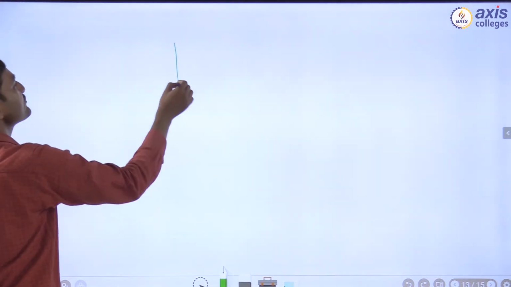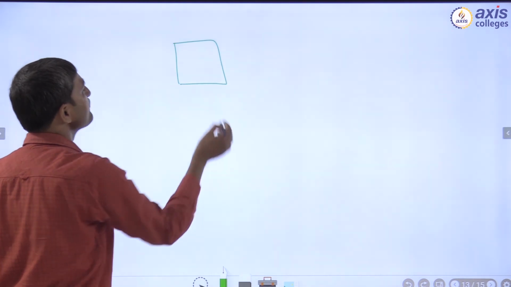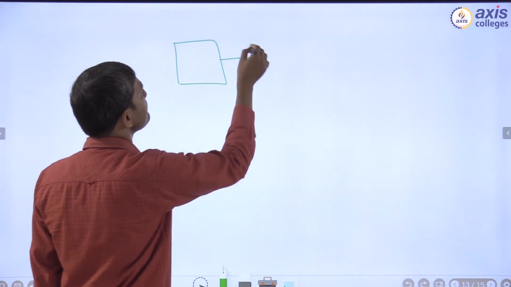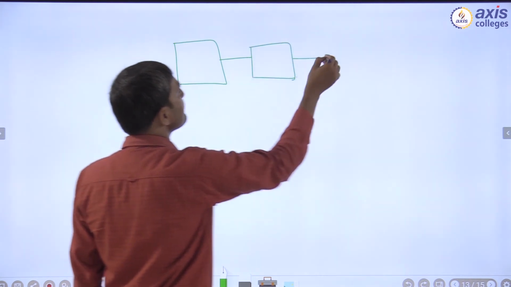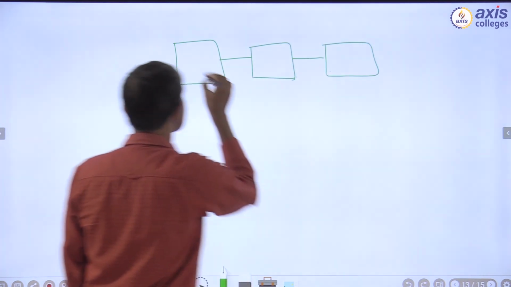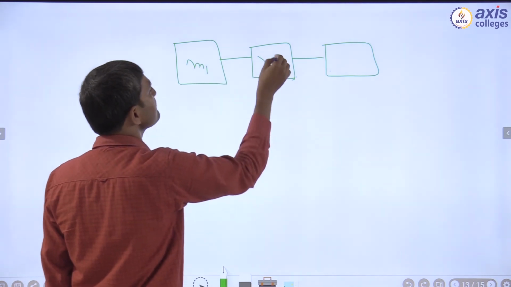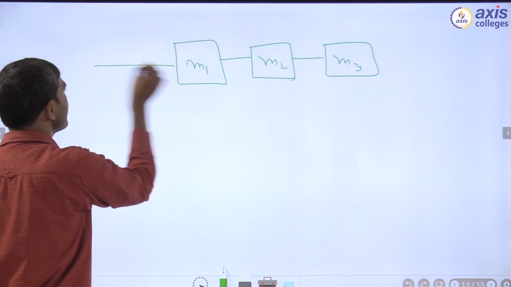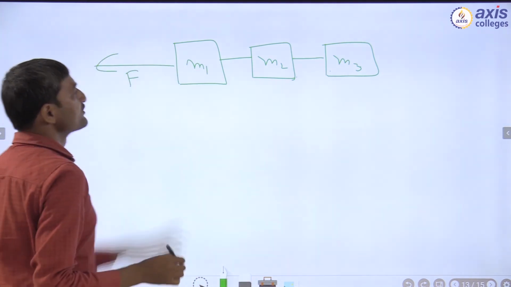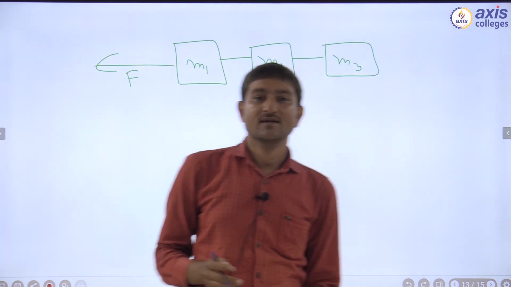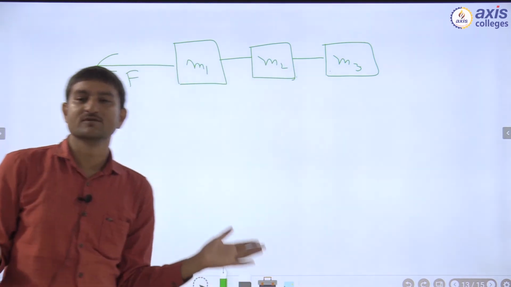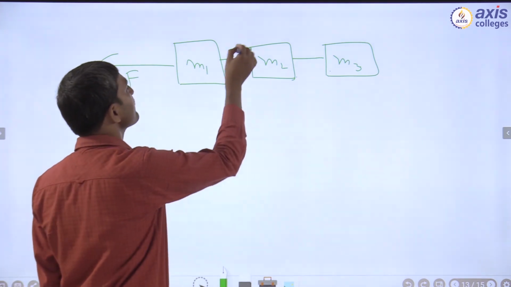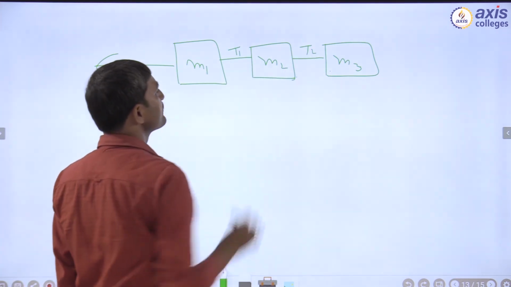Let us say I have again 3 blocks, and these 3 blocks are connected with strings. The mass of this block is M1, of this block is M2, of this block is M3, and let us say a force is F. If these 3 blocks are connected with string, then there should be an attachment force. What is that attachment force? I will say that is the tension force. So this is the tension T1, this is tension T2.